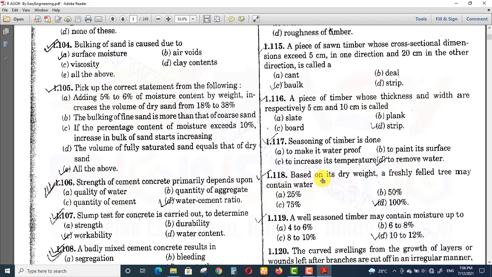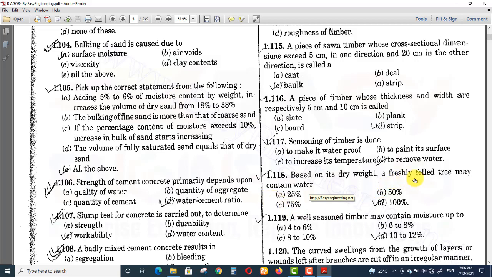Next question is, based on its dry weight, a freshly felled tree may contain water. Whenever you cut a tree, obviously it is fresh, right? Whenever the tree is freshly felled, it contains 100% moisture. After proper seasoning, we get 10 to 20% moisture remaining in the timber or wood.